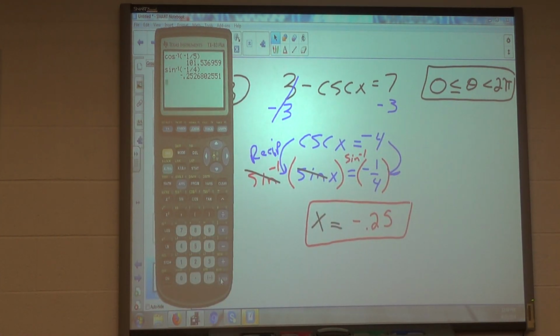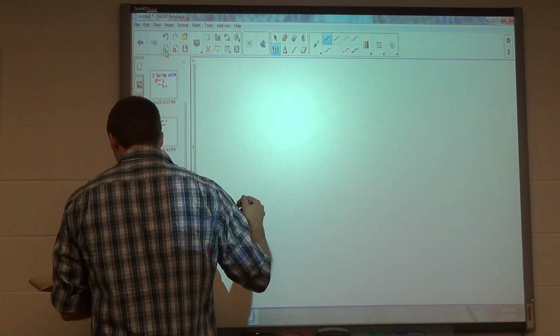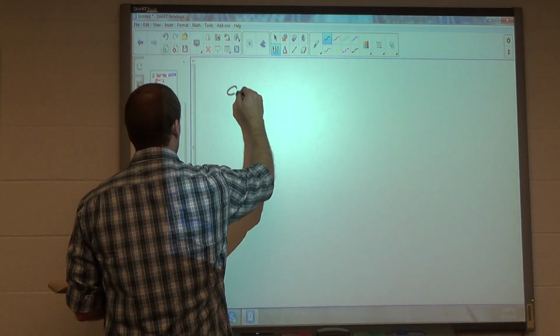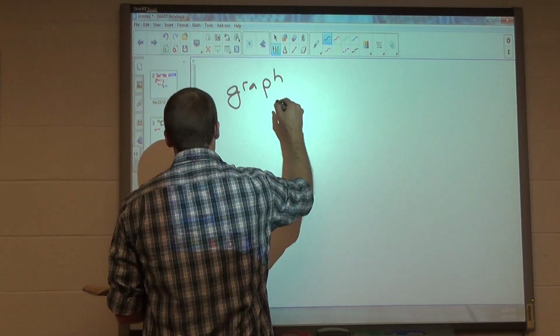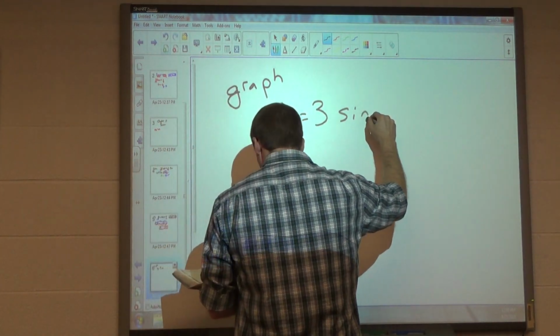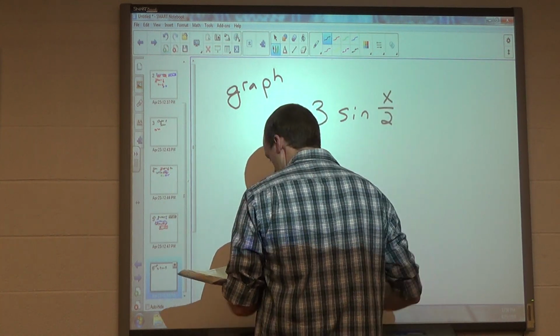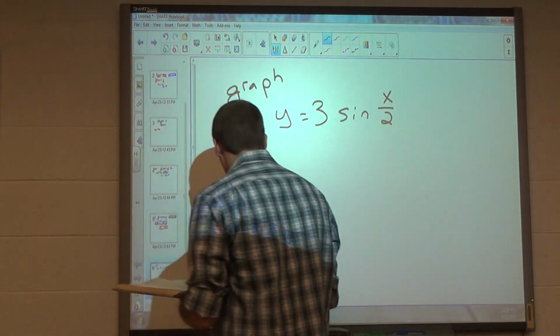Alright, let's jump to number 5. Okay, so let's do some graphing. The directions say graph, and they give me y equals 3 sine of x over 2. Then it says give the period and amplitude.